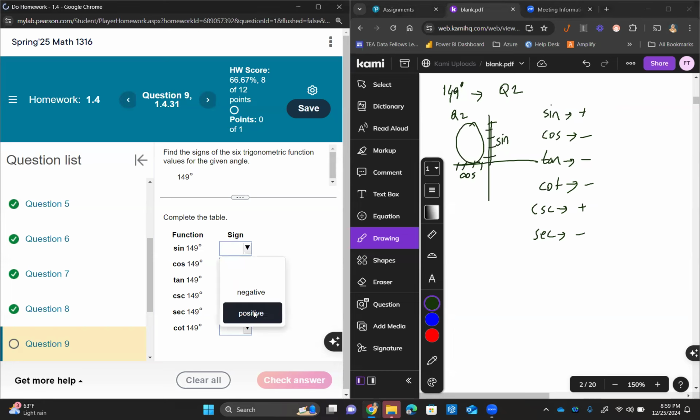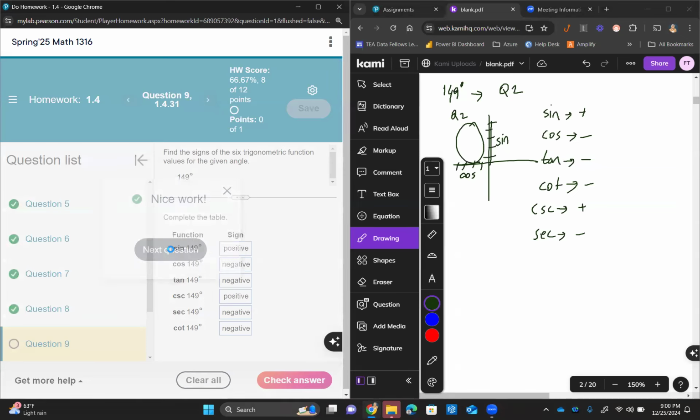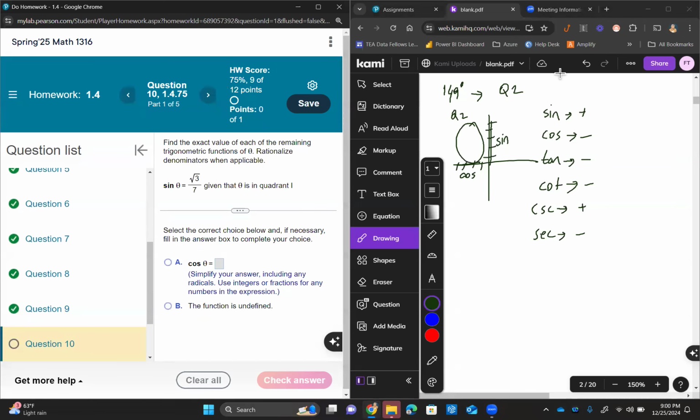So these are going to be the signs I need. Sine is positive, cosine is negative, tangent is negative, cosecant is positive, secant is negative, and cotangent is negative. And then this is how I am going to place the signs for these functions.